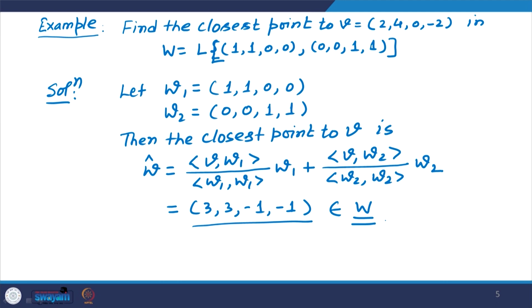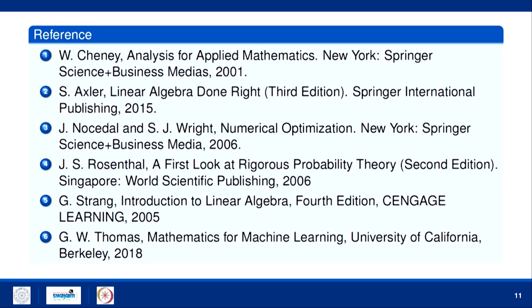of another class. So, in this lecture we have talked about orthogonal projection, the projection operator, and how to find the nearest vector in a subspace to a given vector of the vector space.